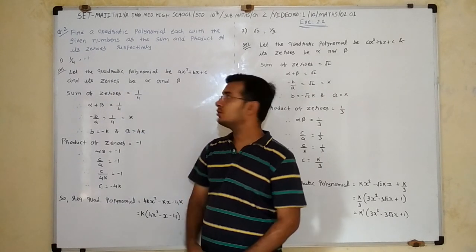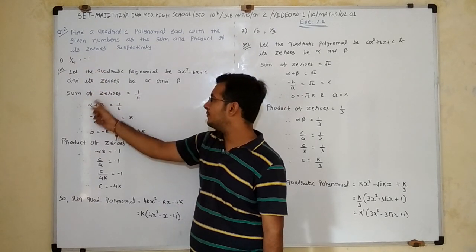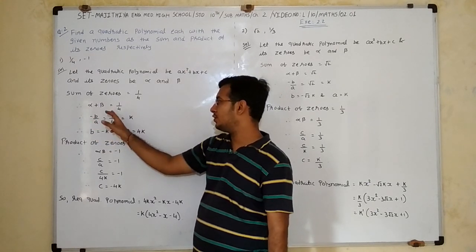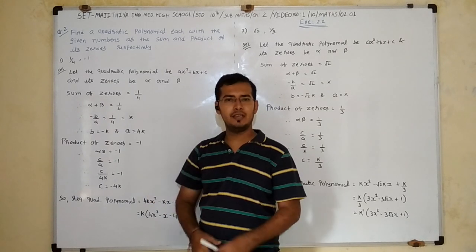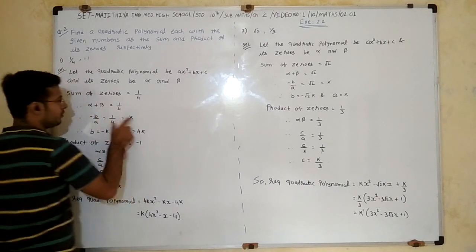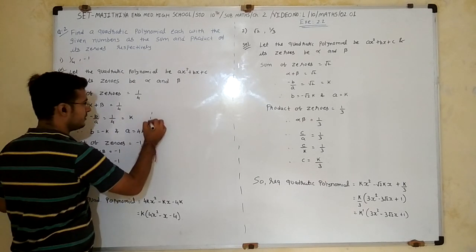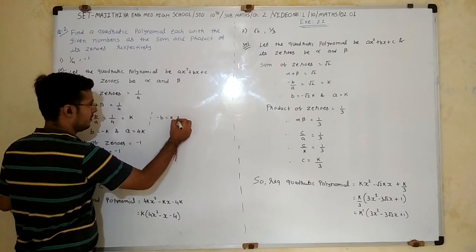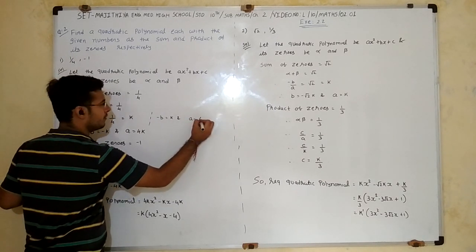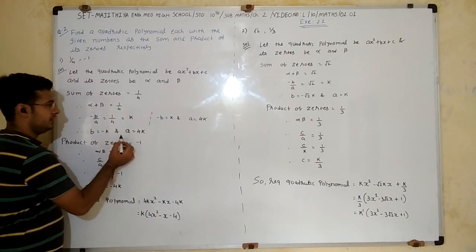alpha and beta. From the question, the sum of zeros is 1 by 4. So the sum, alpha plus beta, is equal to 1 by 4. We have the formula: sum of zeros is minus b by a, which is equal to 1 by 4, which is equal to k, where k is a constant. Now comparing, b is equal to minus k, and a is equal to 4k. Cross multiplication, it works like this. So I get this one.